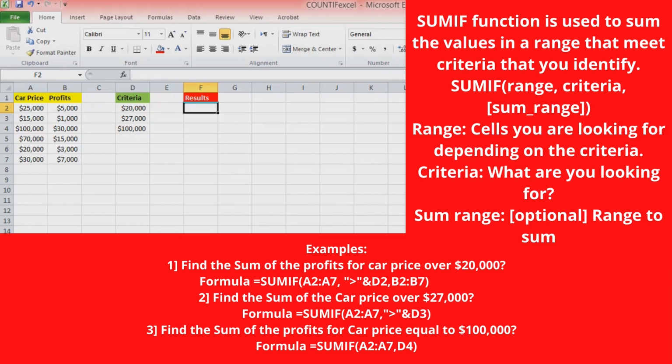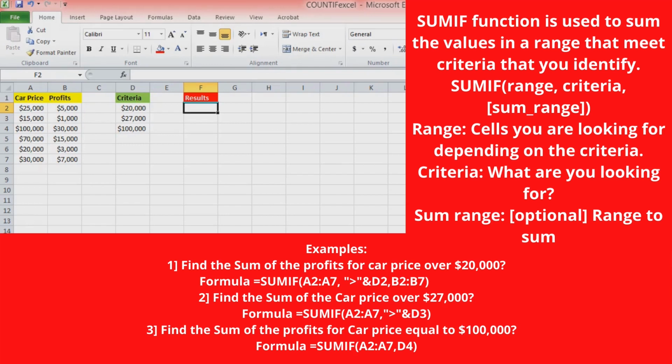The SUMIF function is used to sum the values in a range that meet criteria that you identify. SUMIF is about range, criteria, and sum range. The range is the cells you are looking for depending on the criteria. The criteria is what are you looking for? Sum range is optional in some cases. However, sum range is the actual range you are going to sum.